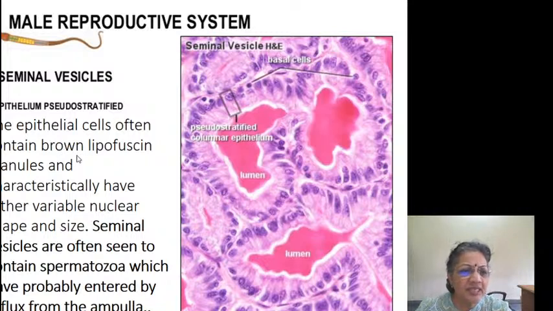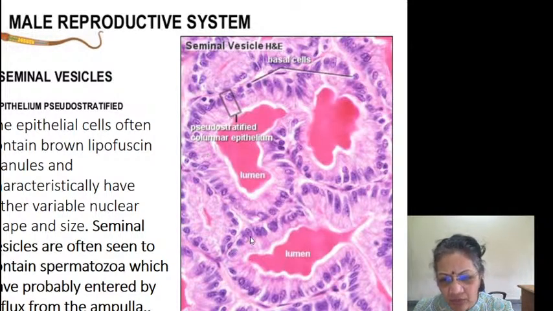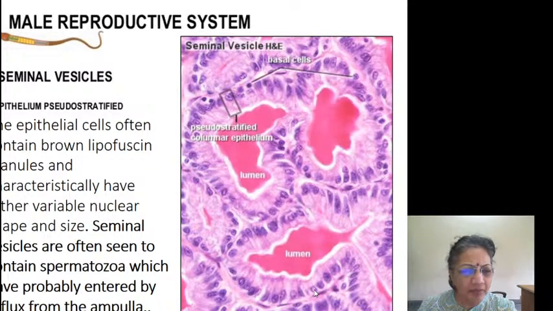So these epithelial cells also sometimes contain brown lipofuscin granules. You won't see them in HE staining. They have variable nuclear shape and size, which I think you can make out. They look more or less uniform in nuclear size, but sometimes the nuclei are a little smaller, sometimes longitudinal, sometimes flat, sometimes more square and basal. So, variable nuclear shape and size.